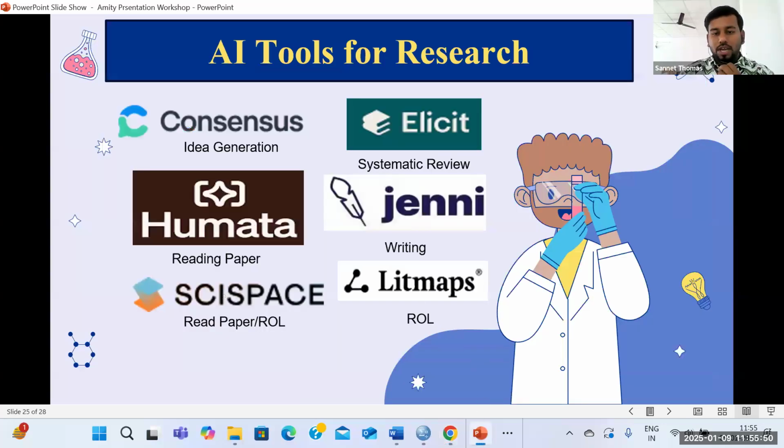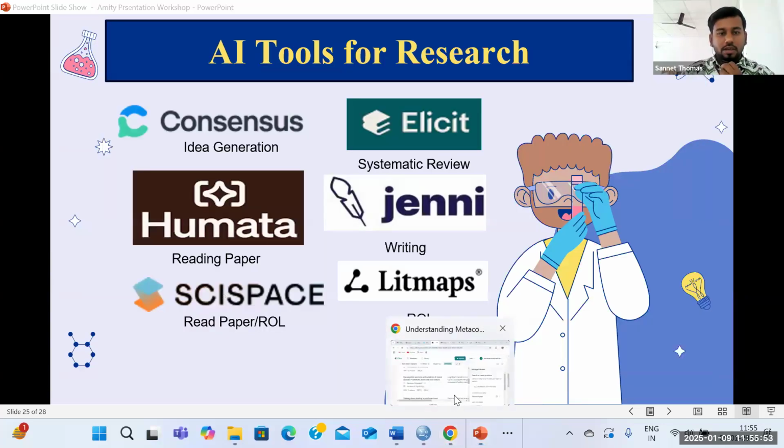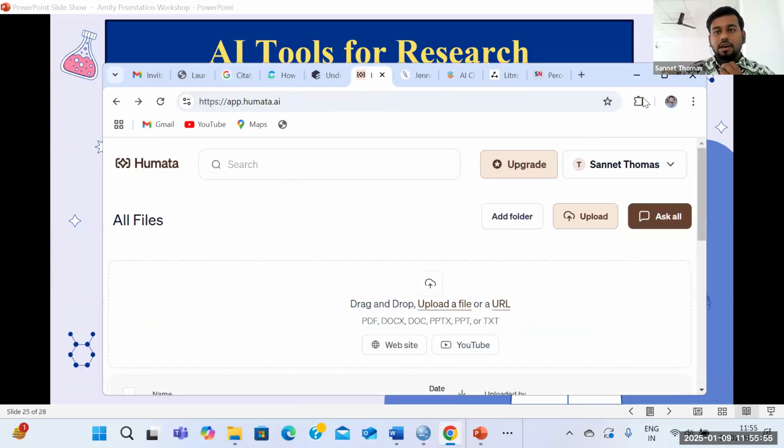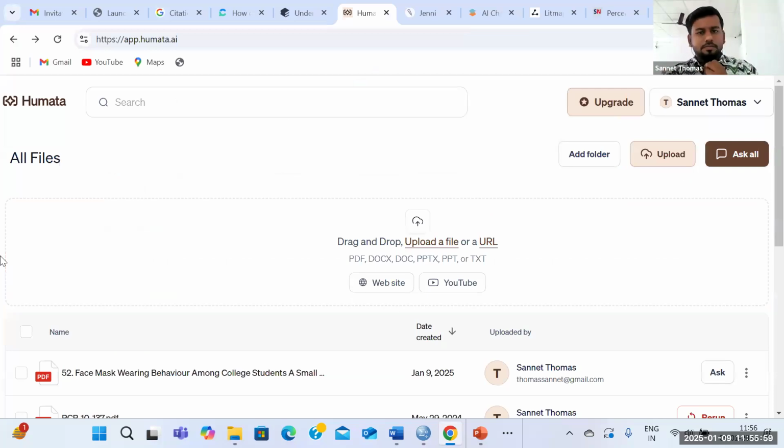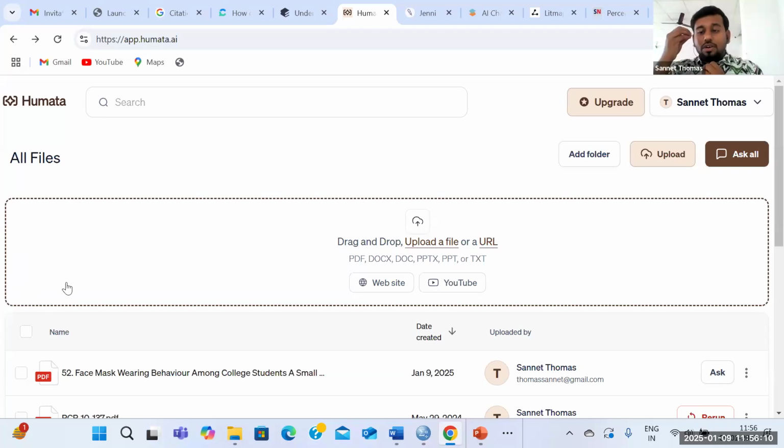Next one is Humata. Humata is basically used for reading articles. Say, for example, you downloaded many articles for a presentation, or a class seminar, or whatever it could be, but you are not getting any idea about them, because different terms are mentioned over there, and you have no time also.